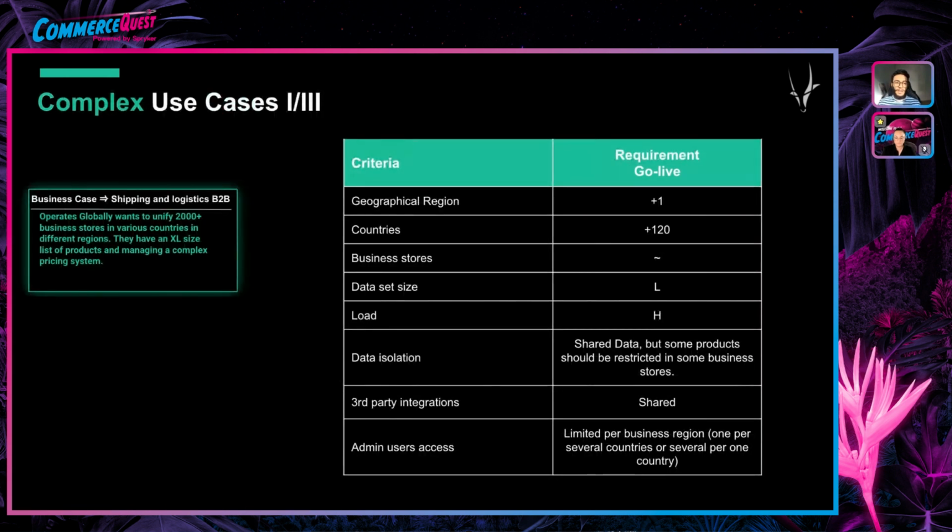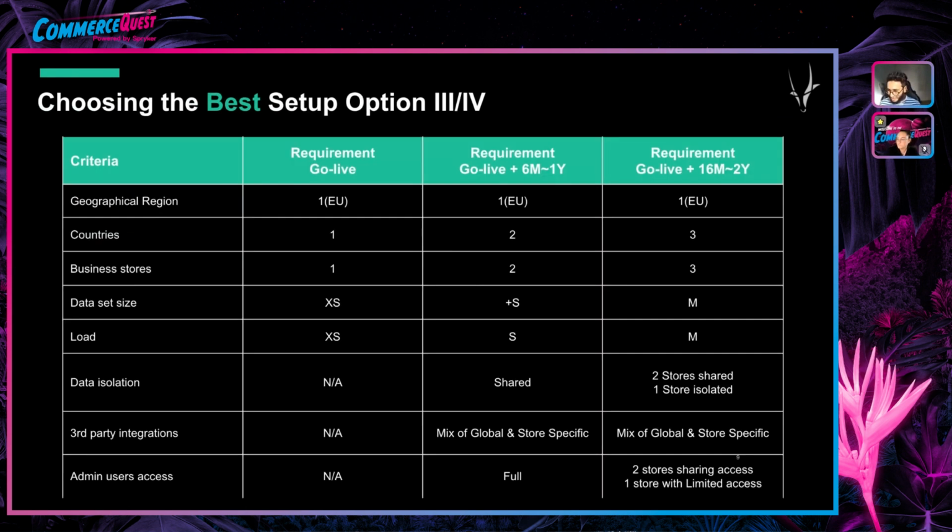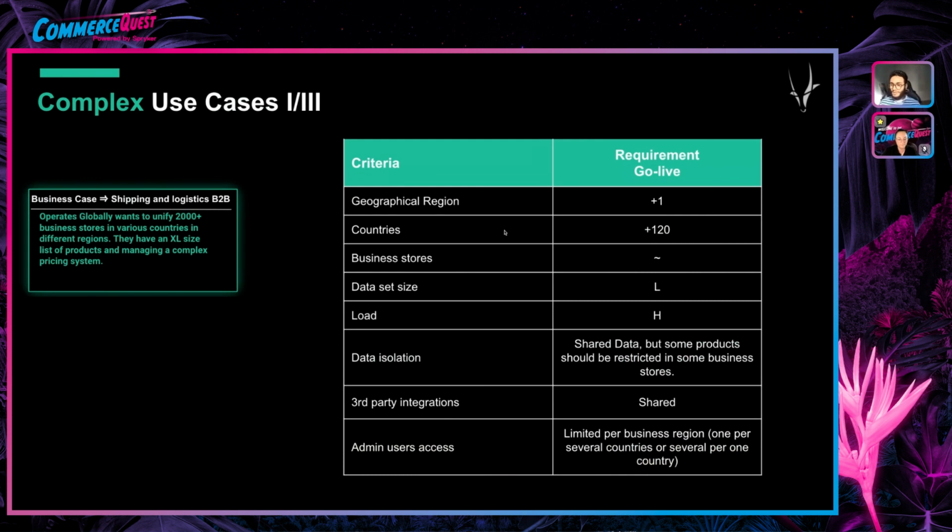Okay, now for the complex use cases. I will not be showing you the path and the exercise, I will just give you the use case here: a shipping and logistics B2B use case. You have an actual 2,000 business stores in different countries, different regions, and they have an XL size list of products according to them and a complex pricing system.